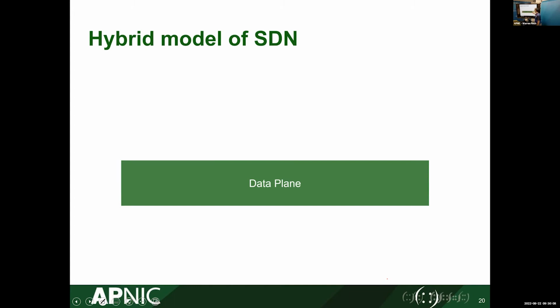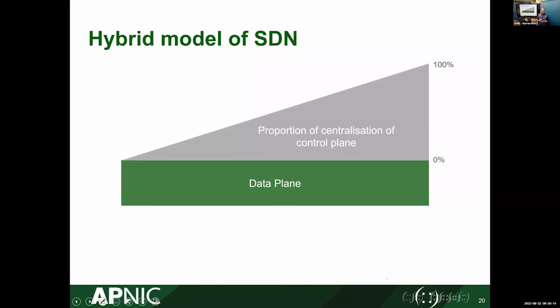So we have our data plane, and then from our data plane, we're going to put a proportion of our control plane into some sort of centralized area. And depending on that proportion is how far you are in the SDN. So if we have a look at this, it was written a few years ago, but a lot of smaller networks usually have all of their control plane and data plane in a decentralized location, so on each device.